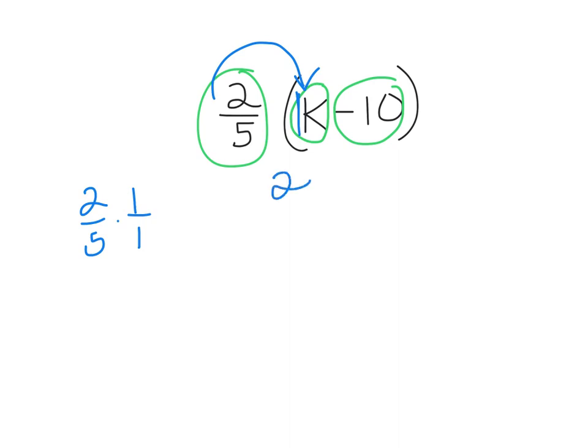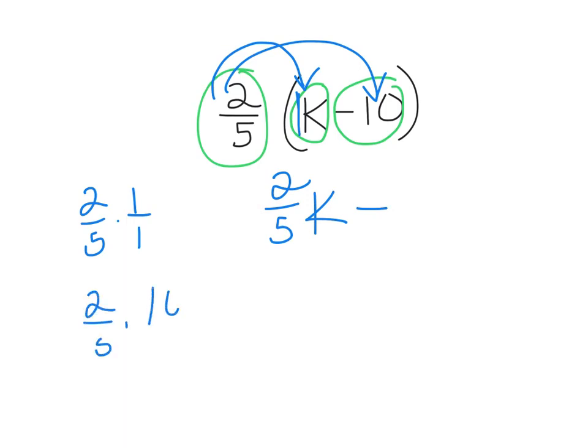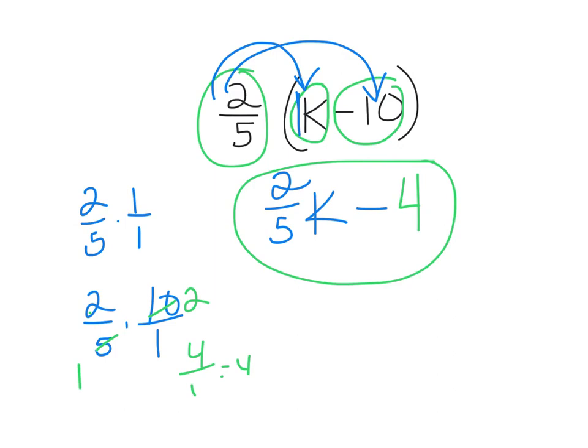So that's going to be 2/5 k, and a 2/5 times a negative 10 is going to give me a negative answer, because a positive times a negative is a negative. So 2/5 times 10 over 1. And I could cross reduce, divide that by 5 would give me a 1, divide this by 5 would give me a 2. 2 times 2 is 4, and it would just be a 4, because 4 over 1 equals 4. So this would be your final answer.